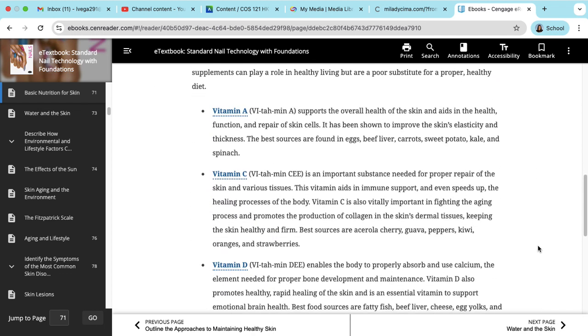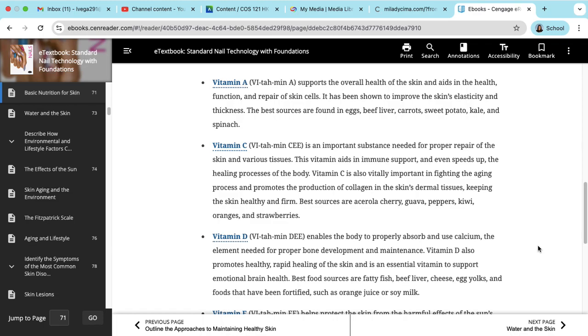Vitamin A. These are very important. You might see them in questions, depending on who your teacher is and how he or she made your quizzes. So let's pay close attention to these. Vitamin A supports the overall health of the skin and aids in the health function and repair of skin cells. Vitamin C is an important substance needed for proper repair of the skin and tissues.